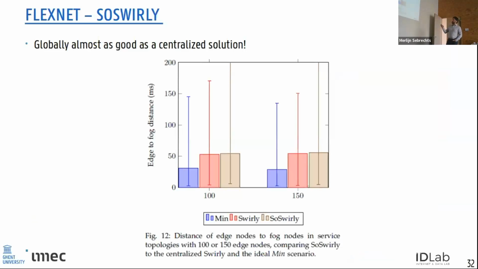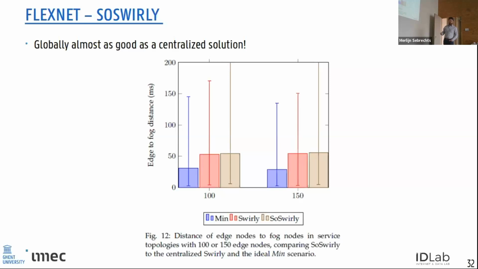So, like I said, it's very performant, but it also needs to be accurate, of course. But globally, it is almost as good as a centralized solution. So when we look at edge to fog distance, which can be one of the factors for end user experience, we see the theoretical minimum, which technically even the best centralized solution cannot achieve, and we compare it to Swirly. Okay, the average is a bit higher.